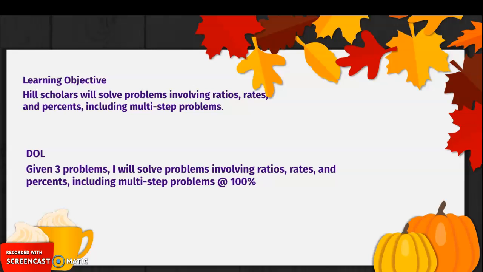Learning objective. Hill scholars will solve problems involving ratios, rates, and percents, including multi-step problems. DOL for the day. Given 3 problems, I will solve problems involving ratios, rates, and percents, including multi-step problems at 100%.